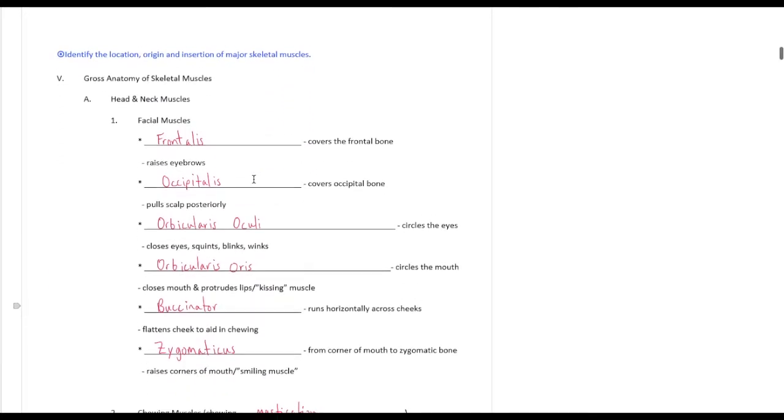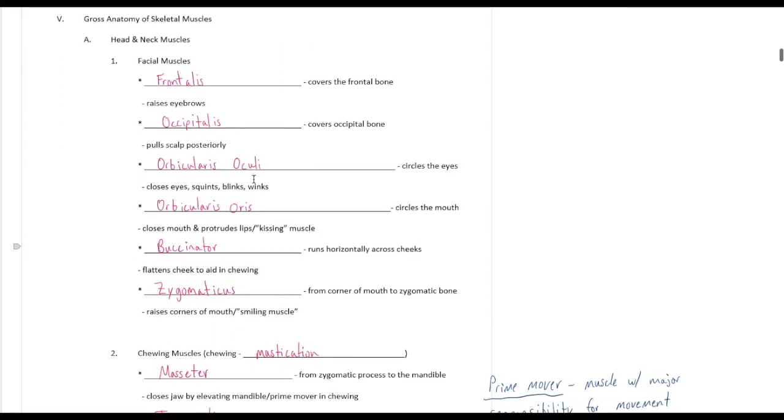So now we're going to look at gross anatomy of muscles. So we have our head and neck muscles. We have our facial muscles. We have our frontalis, which covers the frontal bone. It's going to raise our eyebrows. We have our occipitalis. It's going to cover the occipital bone. It's going to pull our scalp posteriorly. And we'll have all these labeled too, so you're going to be held accountable for labeling as well as what they do.